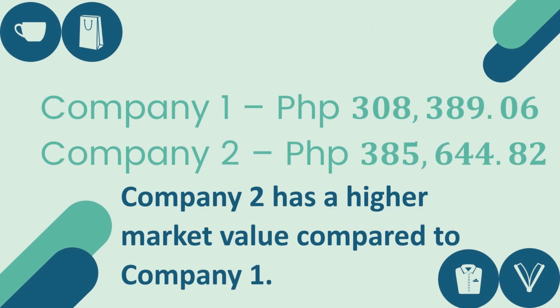Since we now have both the future value of each company, we will compare them to see which has a higher market value. Company 1 has 308,389 pesos and 6 centavos, while Company 2 has a market value of 385,644 pesos and 82 centavos. Therefore, Company 2 has a greater market value compared to Company 1.